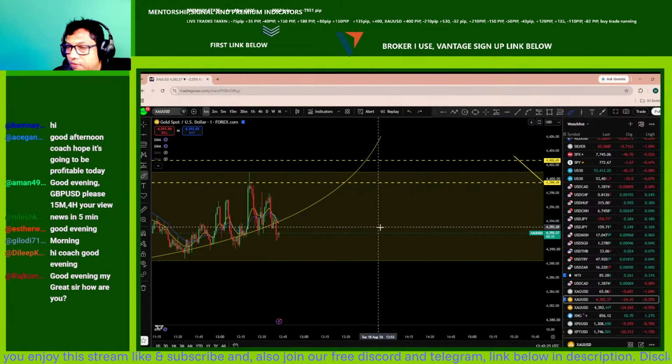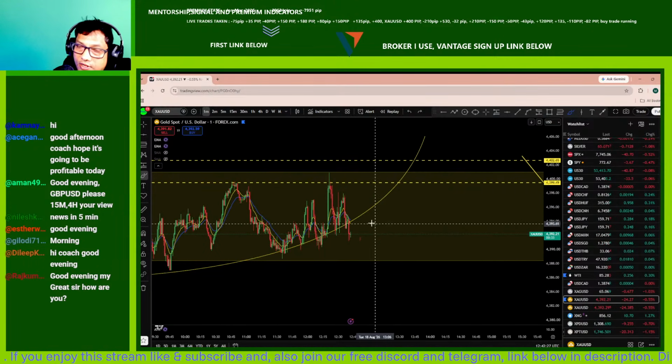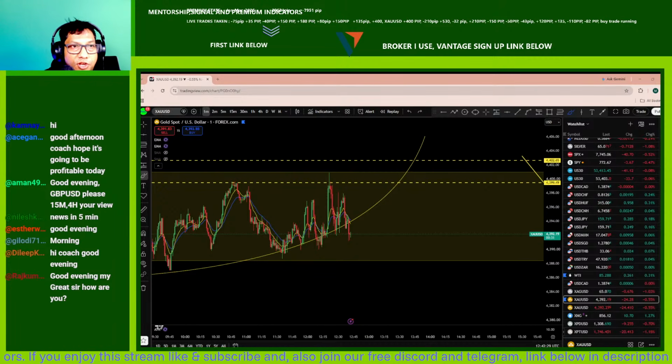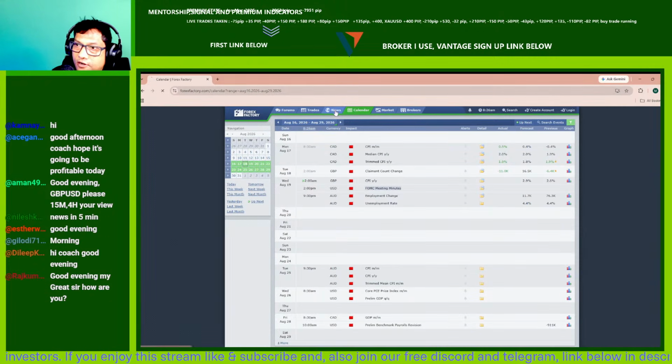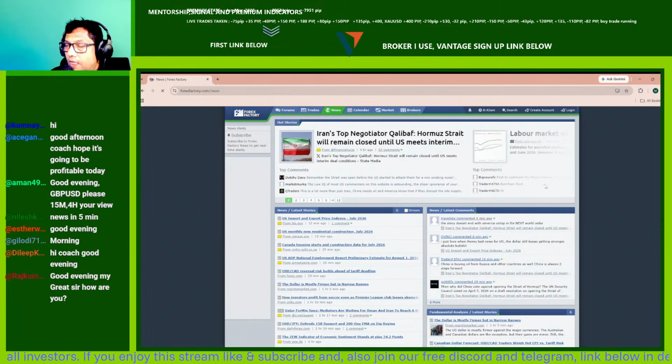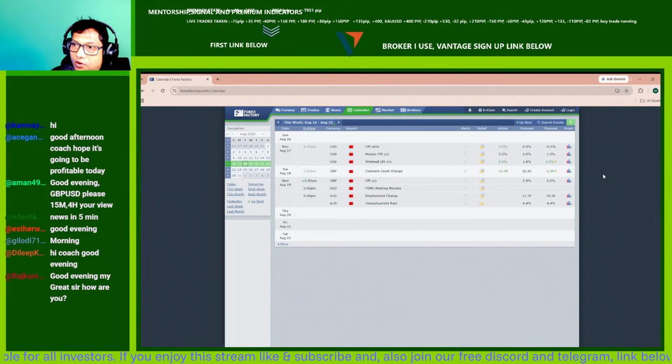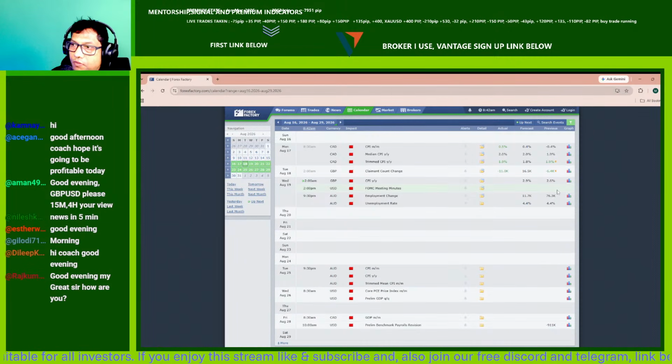Now, as there is a break of support, let's wait for a retest, and then we'll be looking for entry back in that area. Besides that, I'm also looking at here, that's a deeper pullback in this area.